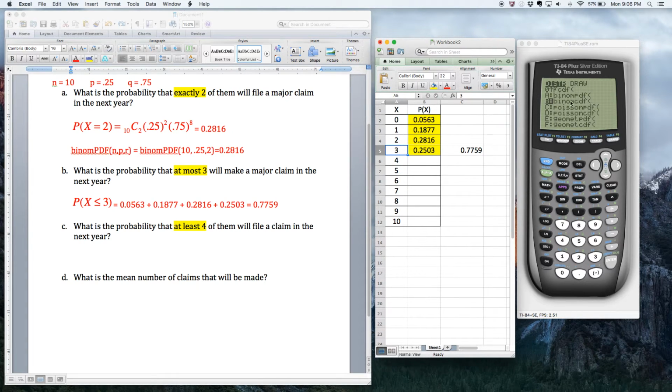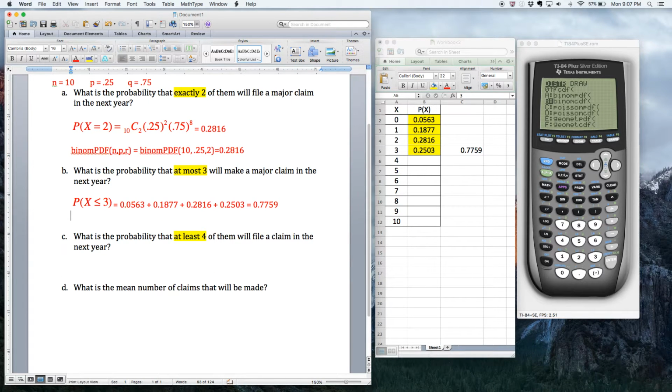Now, how do you use binomial CDF? Well, the same way you use binomial PDF. It needs N, then it needs P, then it needs R. The only difference is where binomial PDF only gives you one value in this table, one probability, binomial CDF is going to give you a chunk of probabilities from whatever number you specify backwards.